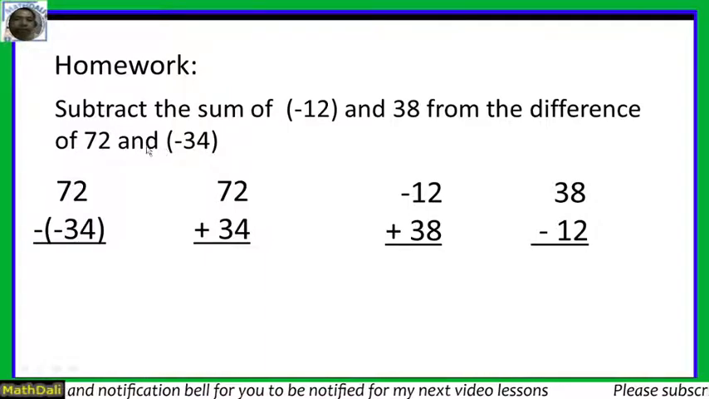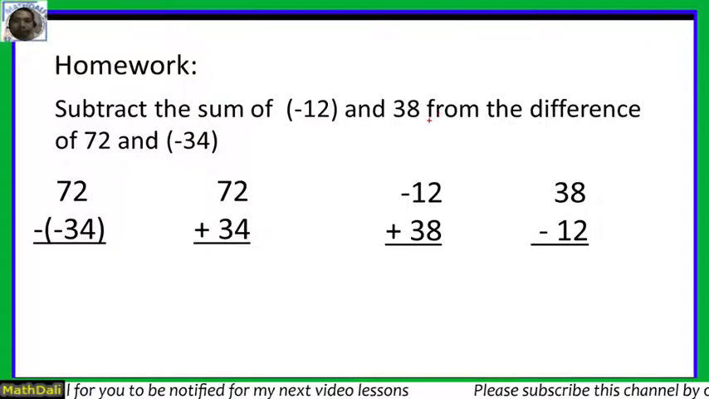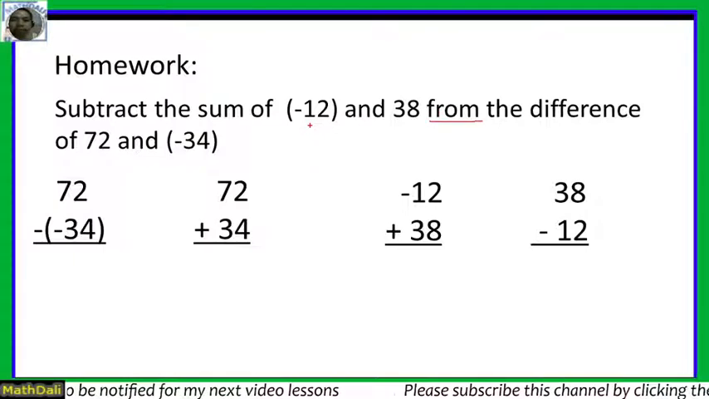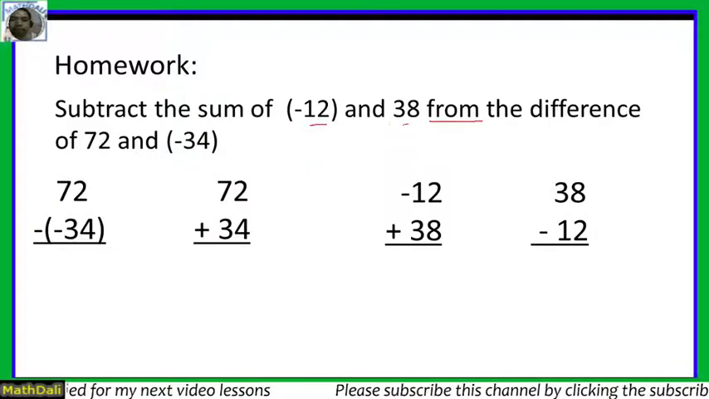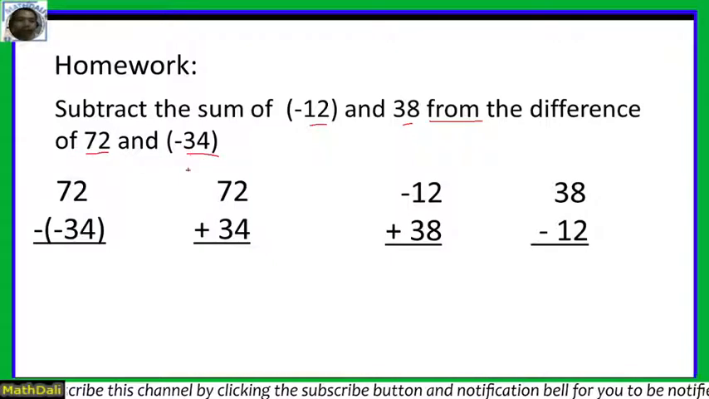So, ang ating minuend dito, the word from, yan, yung nakalagay dito na from kasi ibig sabihin, yung sum nitong dalawang to, yung negative 12 saka yung positive 38, ibabawas natin yan dito sa difference nitong dalawa. So, we're going to find the difference of 72 and negative 34. So, nilagay ko na dito. So, 72 minus negative 34.